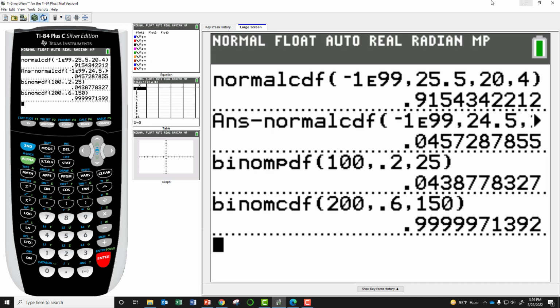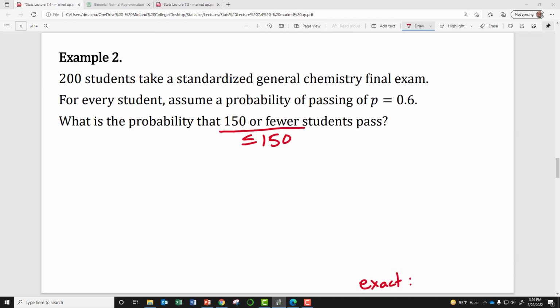So maybe this wasn't a great example. I'll try not to write your test questions to give you answers that are so close to the value 0 or the value 1, but hey, this is just the way it is.